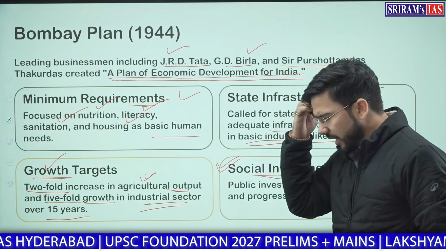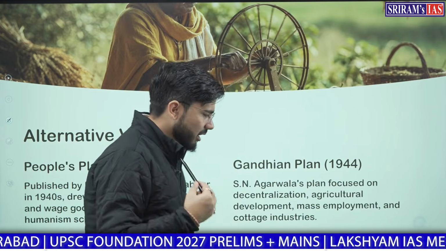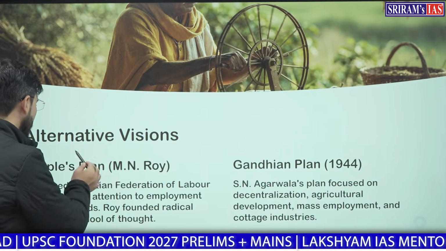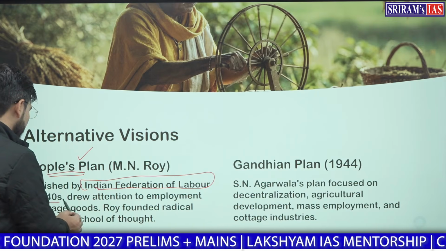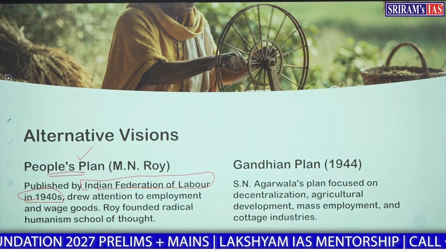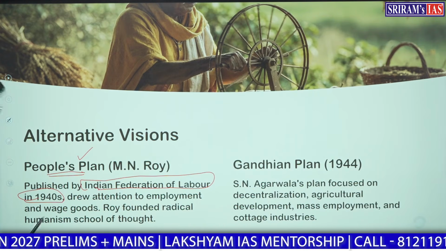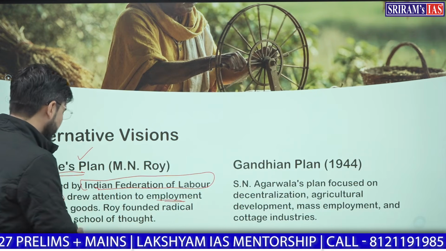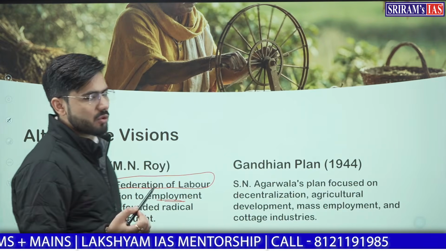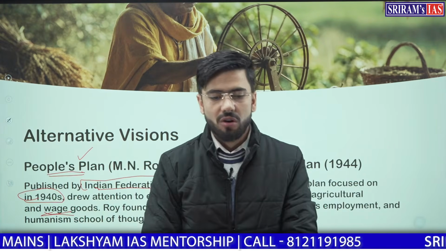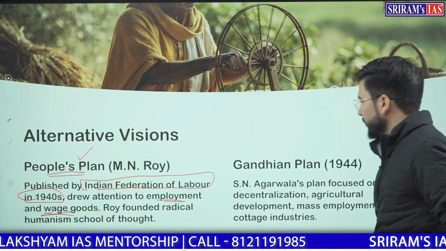Maybe it might be, I would say, a bit tilted towards the capitalistic ideology. However, communists also came into the picture. M.N. Roy gave the People's Plan, published by the Indian Federation of Labour in the 1940s, and it drew attention and asked the state to invest in employment and good wages. He called for the radical humanism school of thought, that our plans should be focused on humanism, on the whole of humanity.